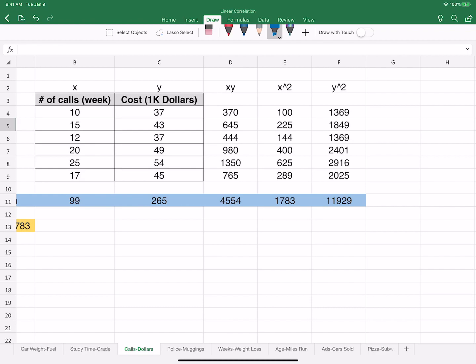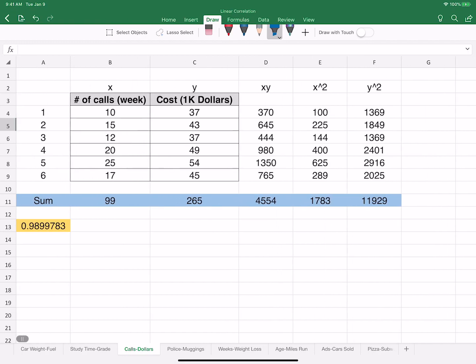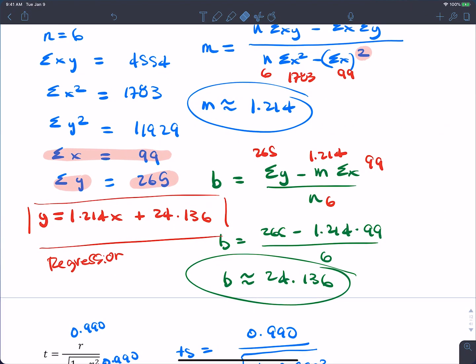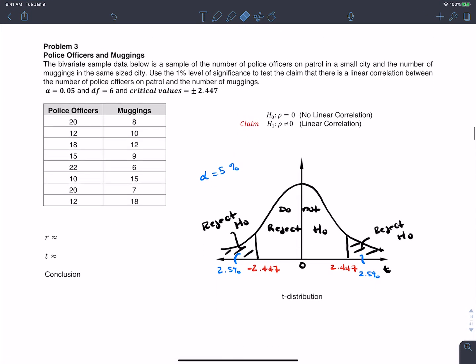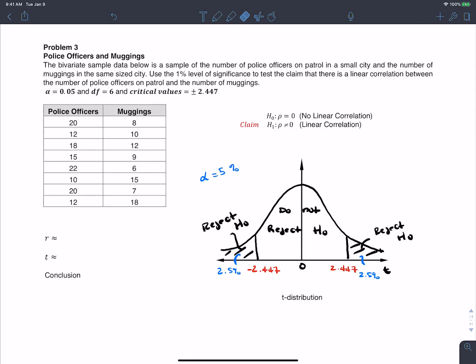That's how you do that. Okay, let's try another one. Okay, you guys. There you go. Let's go for the next one. What do you guys think? I don't know if I want to go through all the detail, but this one's kind of fun. Police officers and muggings. The bivariate sample data below is a sample of the number of police officers on patrol in a small city and the number of muggings in the same size city. And this is a typo, note to self, we have to use the 5%.